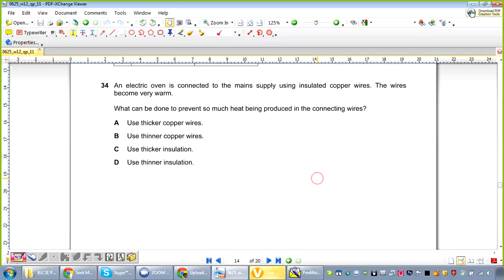Use thicker insulation. No. What do you understand by insulation? So that heat is not lost. Insulation is done to prevent heat loss. So then it will become more hot. Here the wire is becoming warm and we want to prevent it.